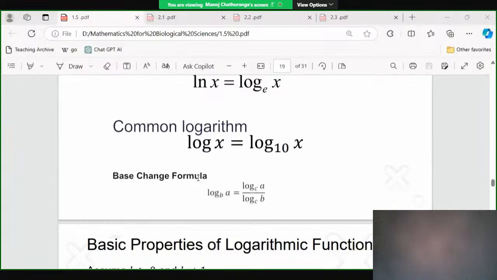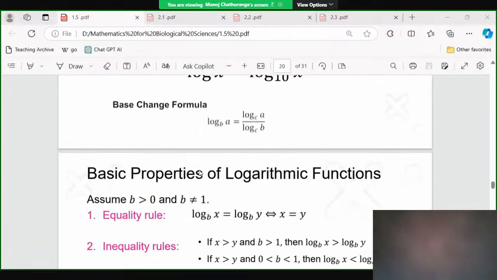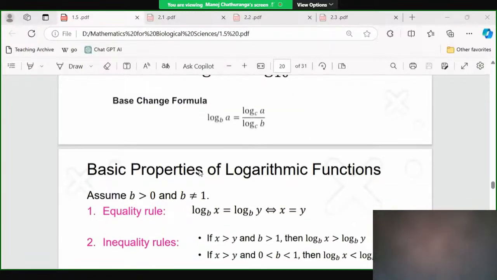Hindu-Arab numerals are in base 10. So likewise, the common base for logarithms is 10. And there is a way of changing the base.